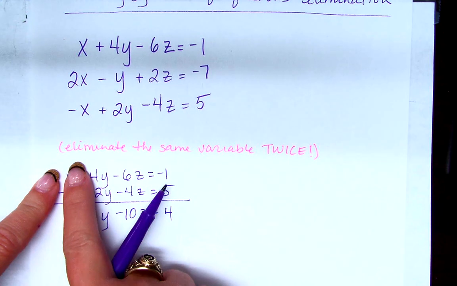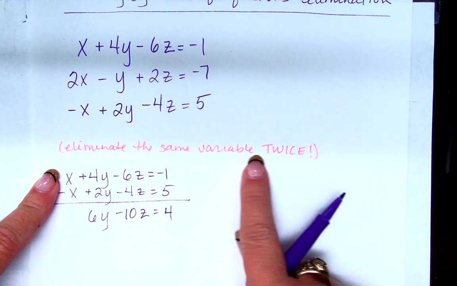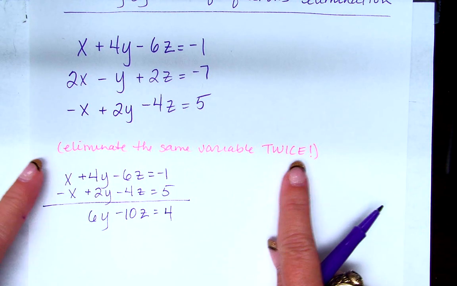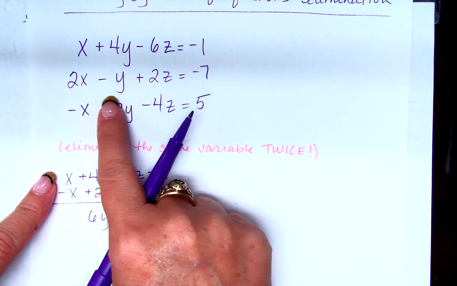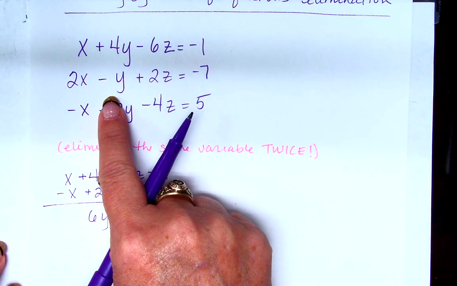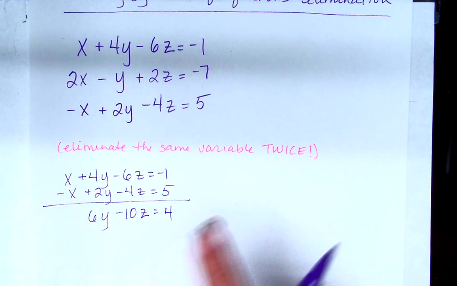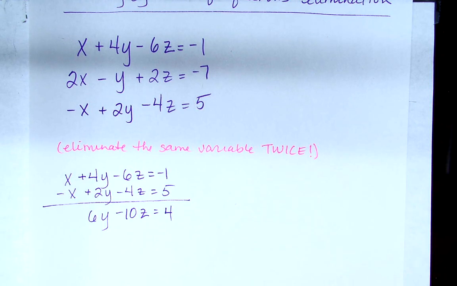Except remember what I said? We've got to eliminate the same variable twice. I know it's easier to add a negative y and a positive y. I get that. But this is only going to work if we eliminate the same variable twice. Does that make sense? Okay.